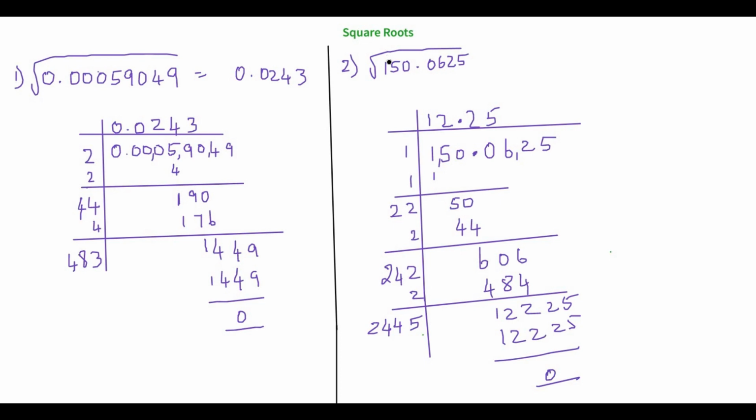So the square root of 150.0625 is equal to 12.25. Isn't it easy?